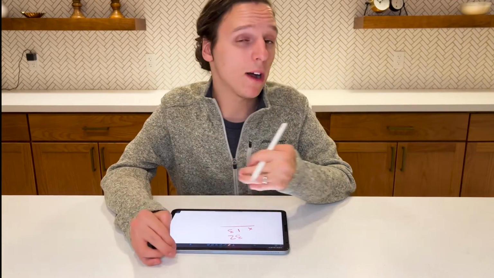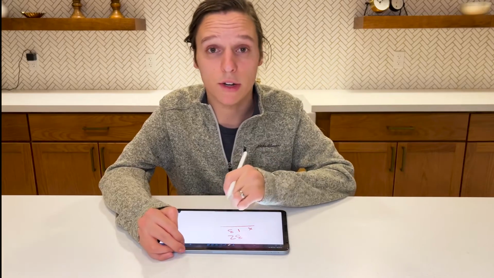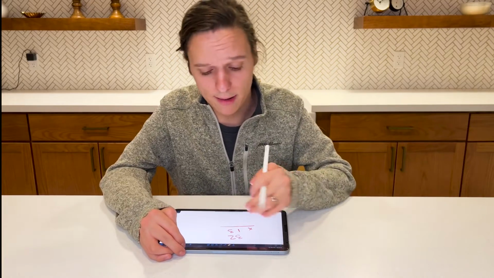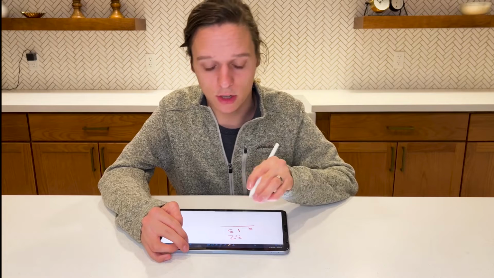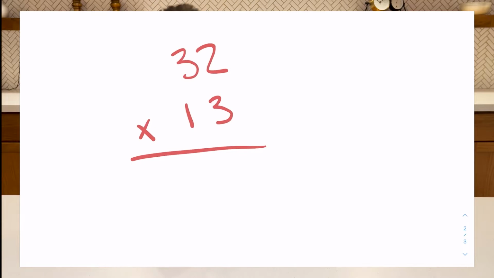So let's just solve this one. If you would like to pause the video right here and try to solve this one on your own, I encourage you to do that. However, I'm going to go in and I'm just going to solve it for you. 3 times 2 is 6. 3 times 3 is 9.